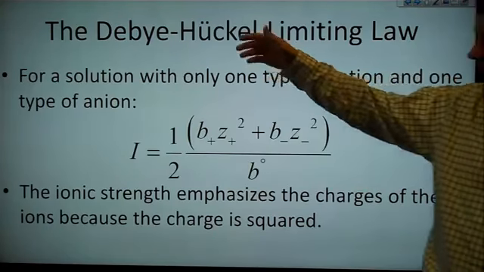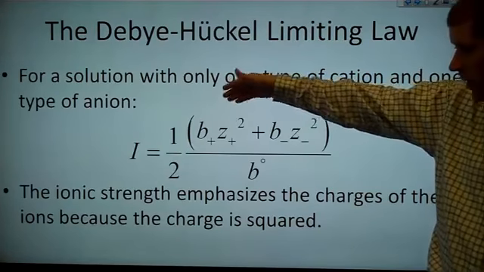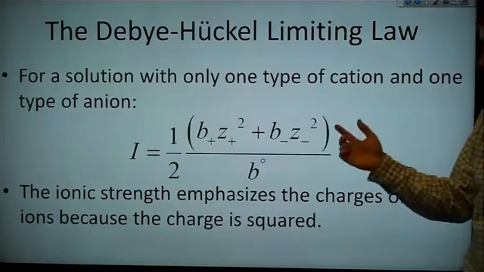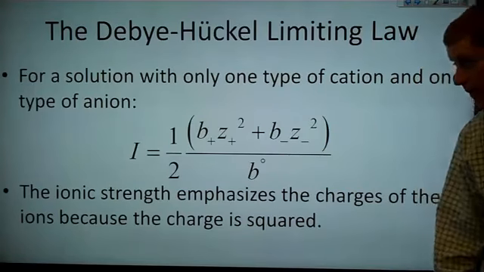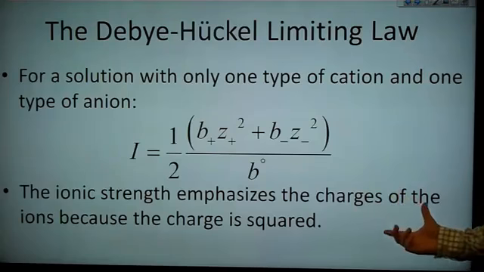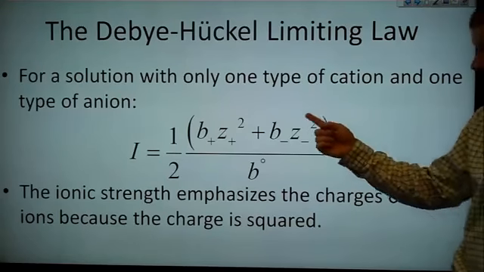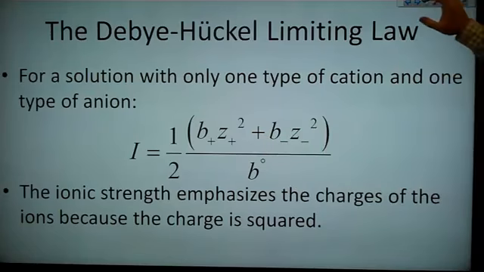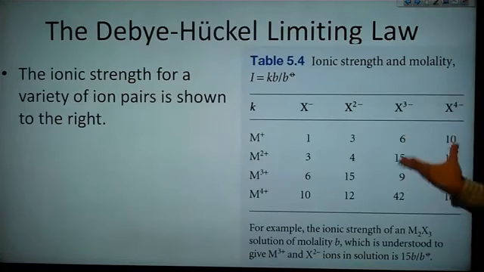That means that I is equal to 1/2 of b+ times z+ squared plus b- times z- squared, all divided by b0. So this means that our ionic strength emphasizes the charges of our ions, because the charge here is squared, so the z minus and the z plus are squared. So the ionic strength for a variety of ion pairs is shown here.